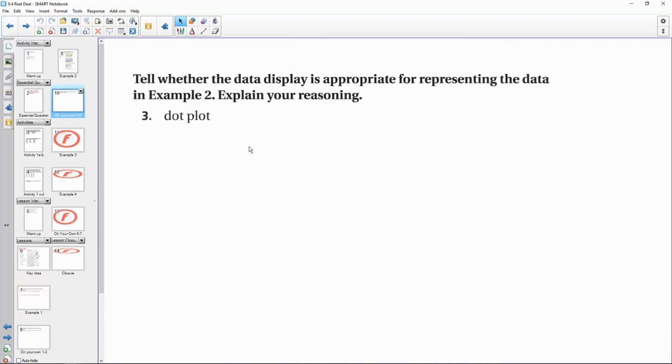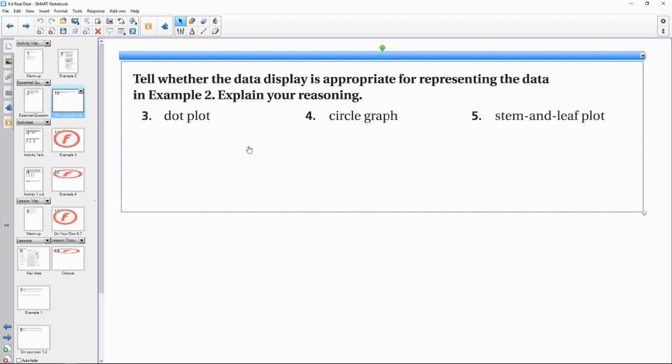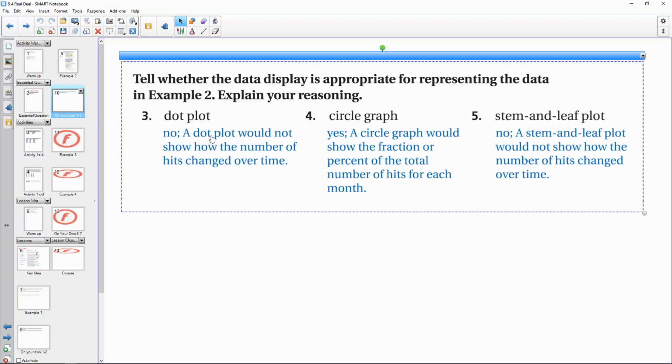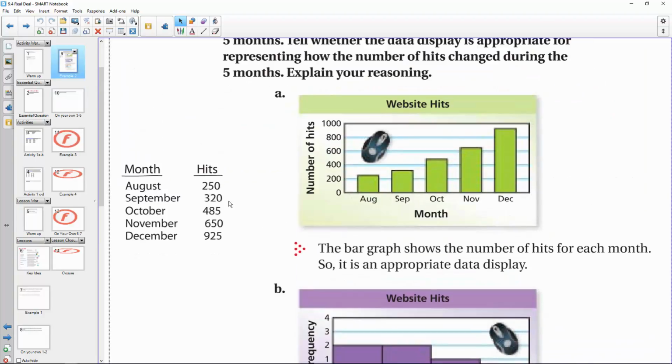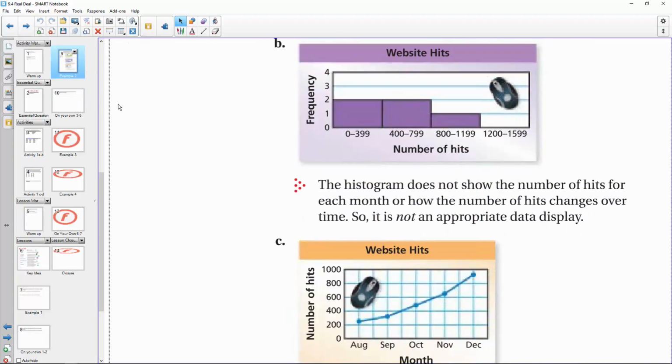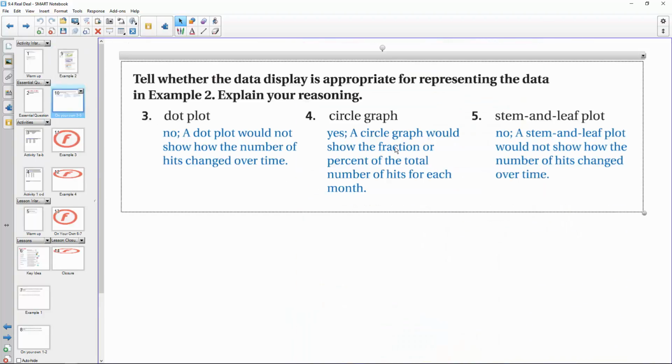This one here talks about a dot plot. What would be a good example of a dot plot? A circle graph or a stem and leaf? Well, for the dot plot, it wouldn't make sense for this one because it doesn't show how the number of hits changed over time. That's what I want to kind of see, right? How it's going up.